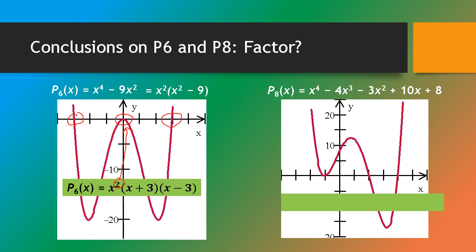Polynomial 8 is much more difficult to factor, but you will notice the y-intercept here at +8 seems to match. And based on the graph, because we have 3 x-intercepts at -1, 2, and 4, with a bounce at -1, the proper factorization looks like this.